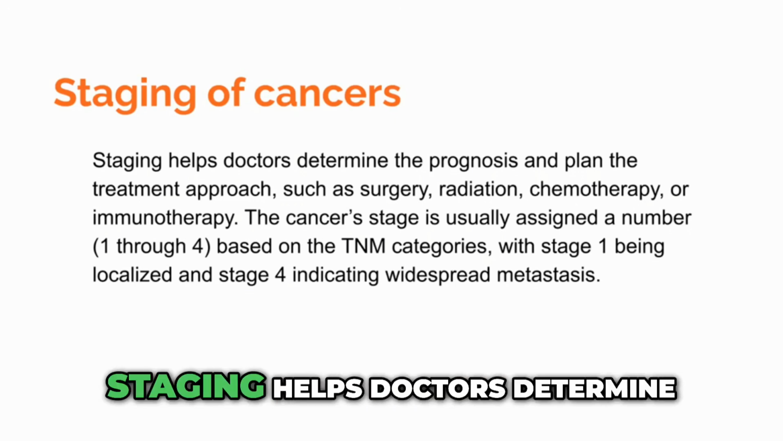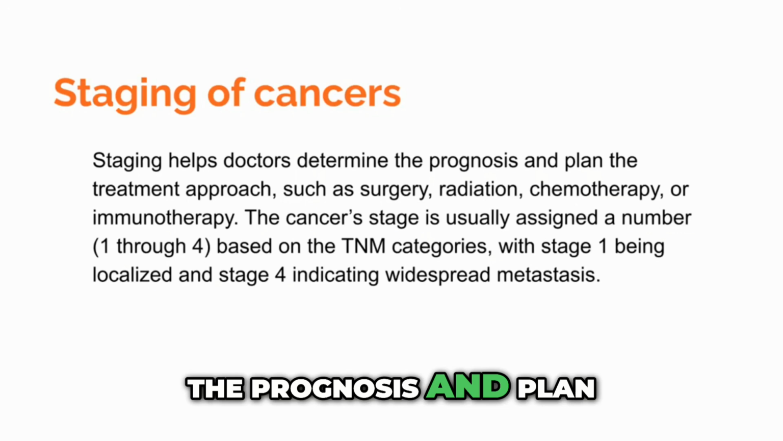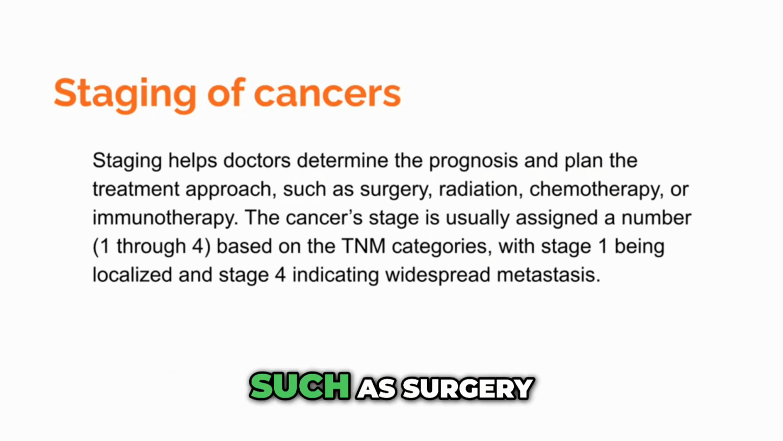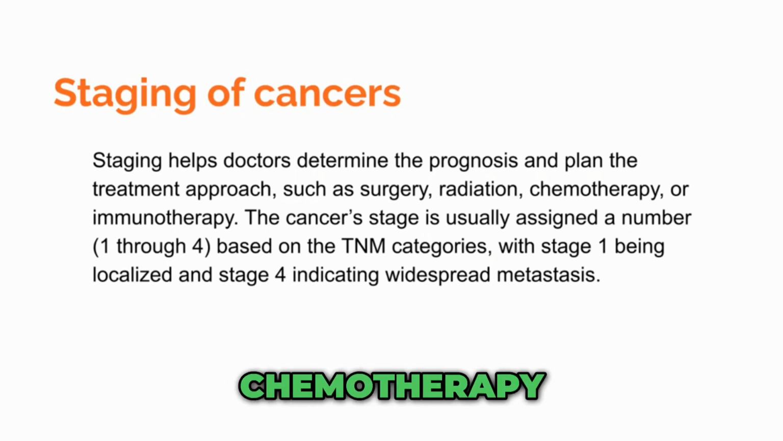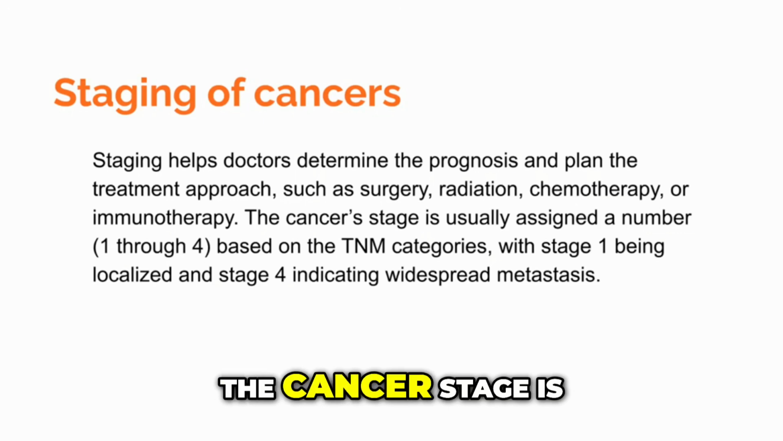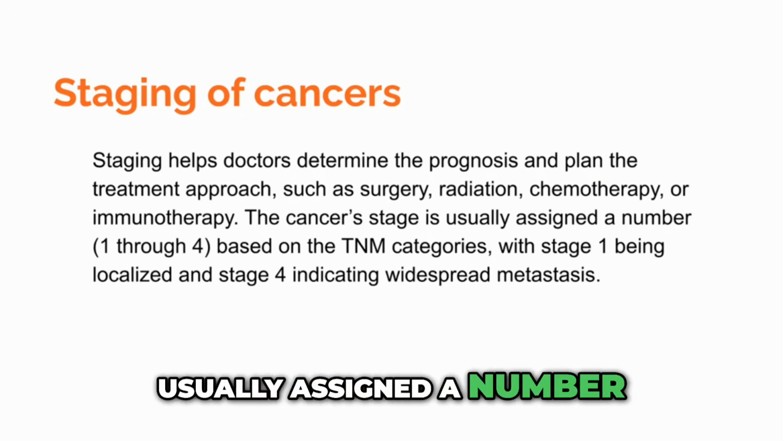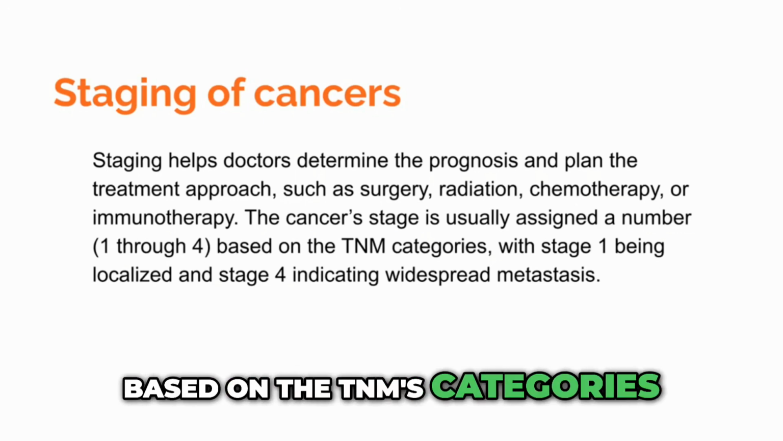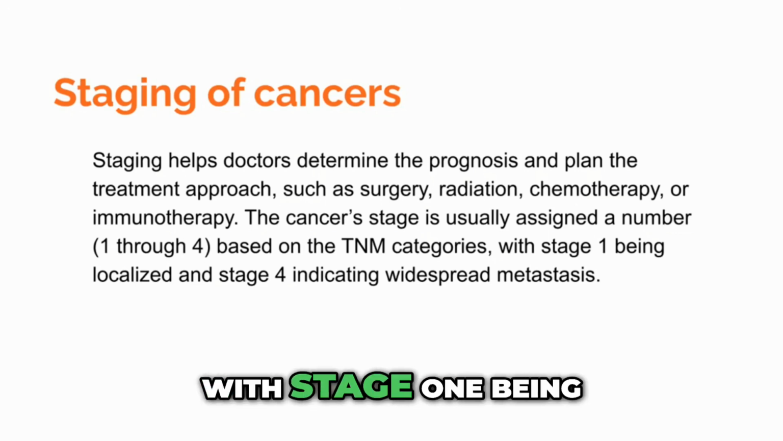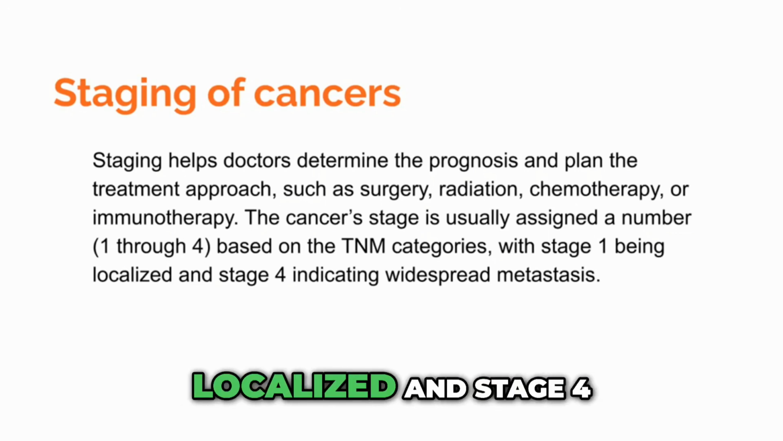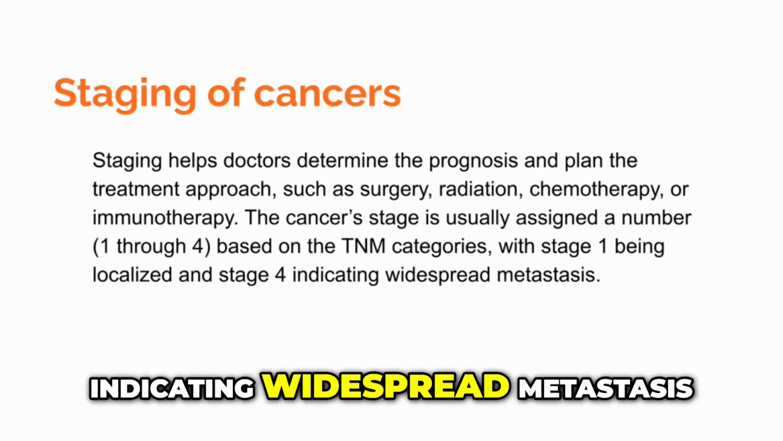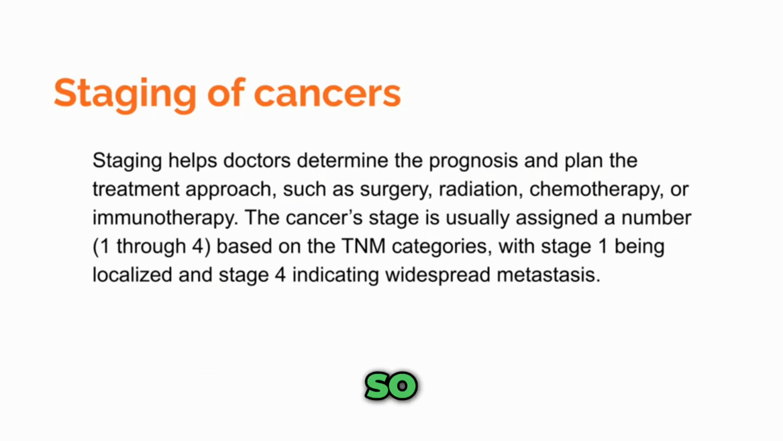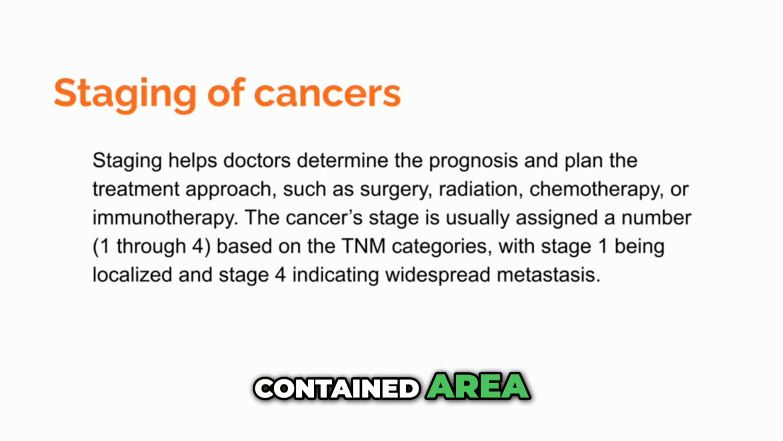Staging helps doctors determine the prognosis and plan the treatment approach, such as surgery, radiation, chemotherapy, or immunotherapy. The cancer stages usually assign a number 1 through 4 based on the TNM categories, with stage 1 being localized and stage 4 indicating widespread metastasis. So localized means that the cancer is in a contained area.